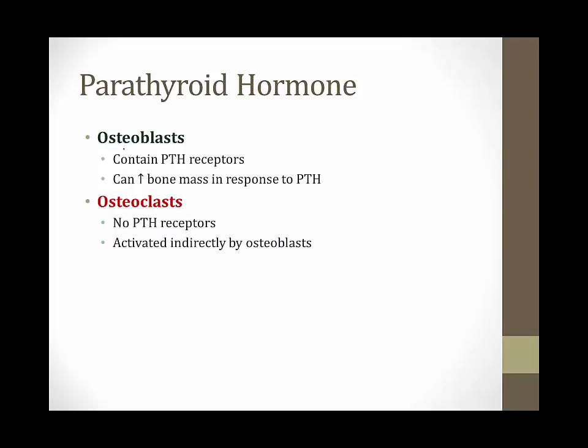Let's talk about how parathyroid hormone affects the different cell types in bone. Osteoblasts contain PTH receptors, and this is why low-dose intermittent boluses of PTH can increase bone mass. That's because the PTH can directly stimulate the osteoblasts. Osteoclasts have no PTH receptors. They are activated indirectly by osteoblasts, and this follows the principle we talked about before, that the osteoclasts are really slaves to the osteoblast.